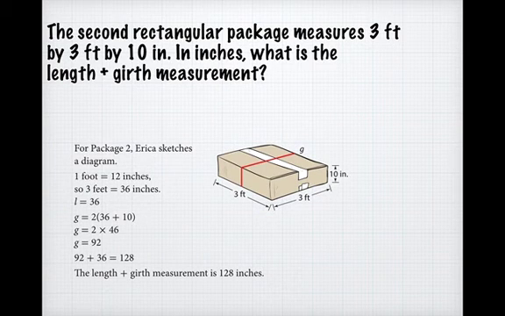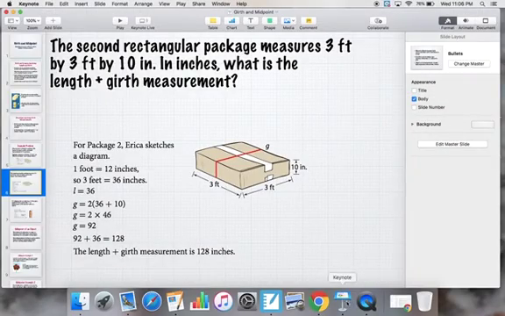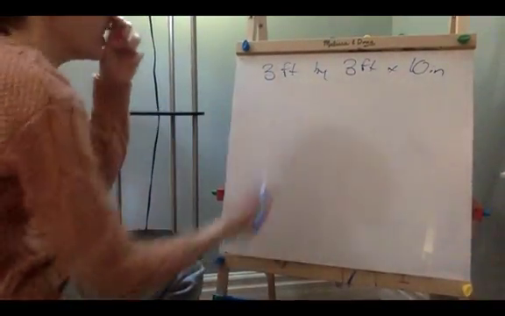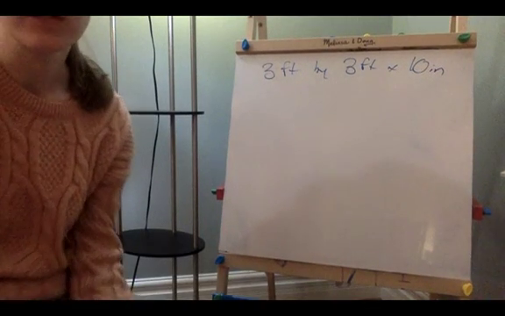Okay, our second rectangular package. We've got another one that we're dealing with. This one measures 3 feet by 3 feet by 10 inches. So we're going back to an imperial unit there. And again, we would like the length plus girth measurement on this. So the big thing to keep in mind here is the fact that these are in different units, feet and inches. We can't just go combining things if they're not in the same units.